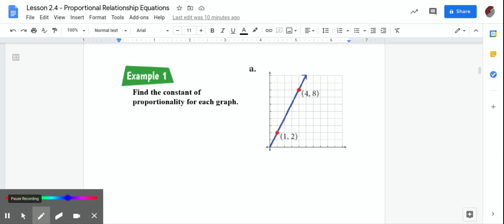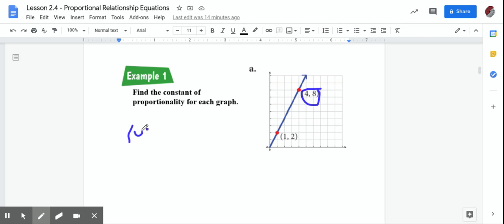Example 1, find the constant of proportionality for each graph. What I'm first going to do is pick one of the points from my graph. It doesn't matter which one I pick, but let's say, for example, I pick this point. In this case, I took the point (4, 8).